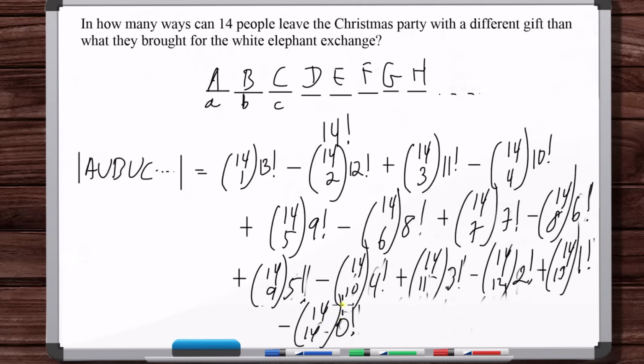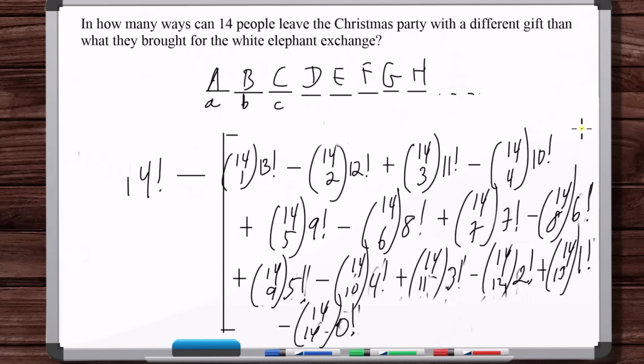And do we need this last one? It should be necessary because it's just 1. 0 factorial is 1. 14 choose 14 is 1. That's the case where they all have their exact same GIF, and we want to subtract that out. So there it is. Now all we do is take this 14 factorial and subtract that from all of this, and that would be the answer.